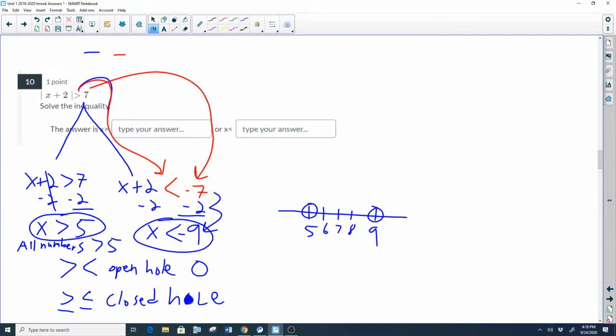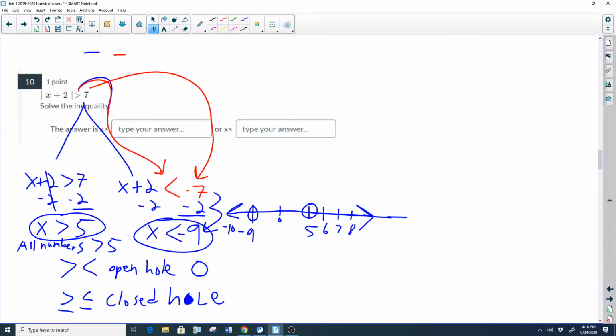So now I've got to go ahead and move my number line a little bit. That's okay. Move my number line because it's supposed to be less than negative 9. So we got a 0 in there. So now it's going to be all numbers greater than 5 and all numbers less than negative 9, like negative 10, negative 11, negative 12.